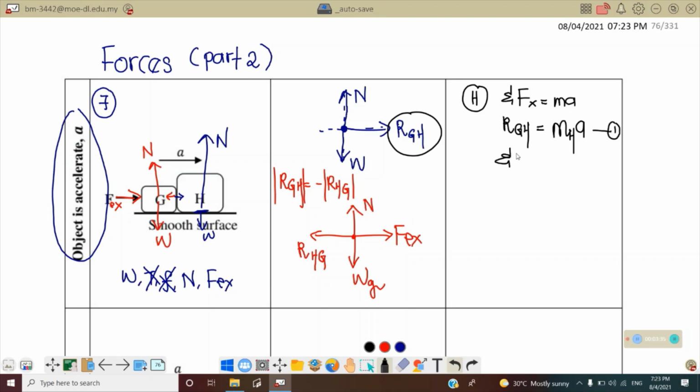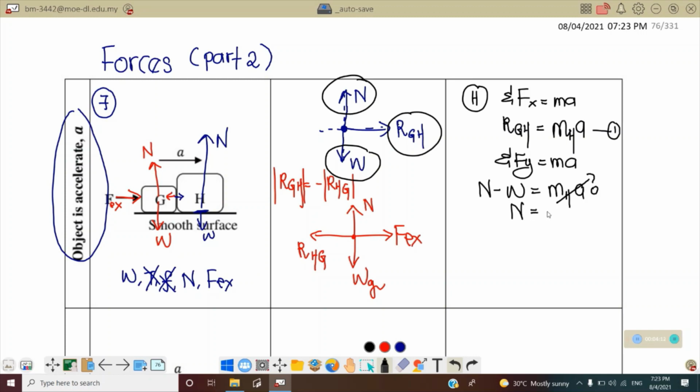For Y, Fy equals ma as well. For H we have normal force and weight. So normal minus weight, because normal is acting upward and weight is acting downward, equals m_H a. For the Y component, we know that G and H are not moving up or down. They only move to the right, so we know that a is equal to 0. So the normal force will equal the weight for H. This is the second equation for H.